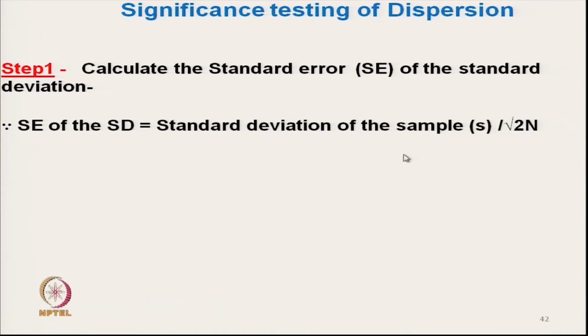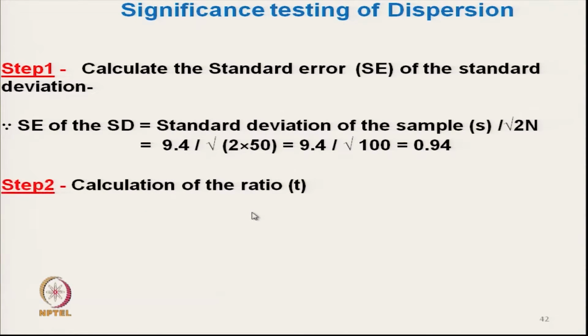One thing we should remember: here we are not talking about the standard deviation of population. We have two values, one is the population value, another is the sample value. Here we take the standard deviation of sample divided by root 2n. Now, the standard deviation of sample is 9.4, and with 2n it comes out to be 0.94. This is the standard error of standard deviation. And then the rest of the process will be exactly the same.